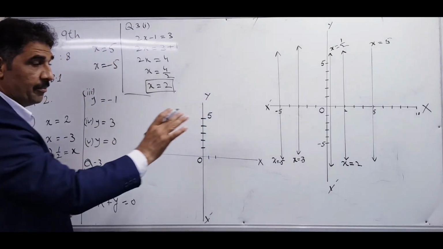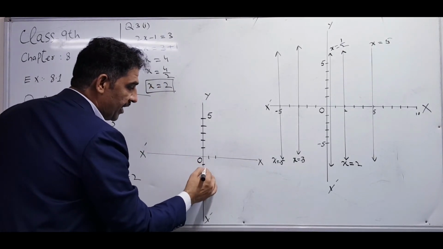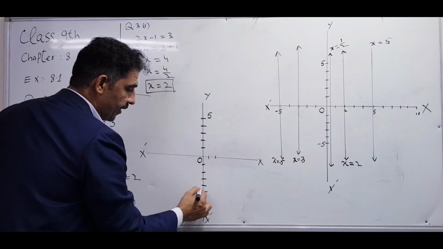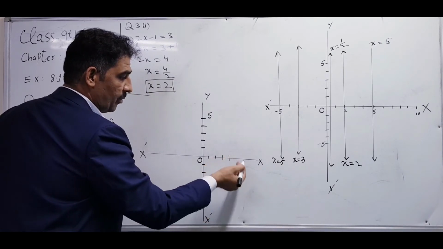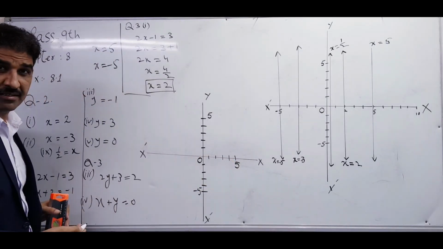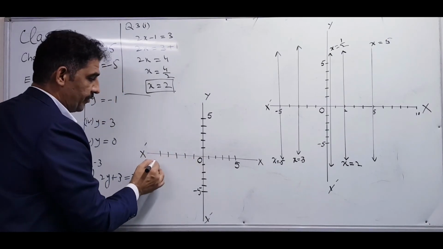But when you draw both, then you have to write them, because here I am using it only for the values of y. -1, -2, -3, -4 and -5. On this side, is the value positive or negative? Positive. On this side, is the value of x negative or positive? Negative. Good.